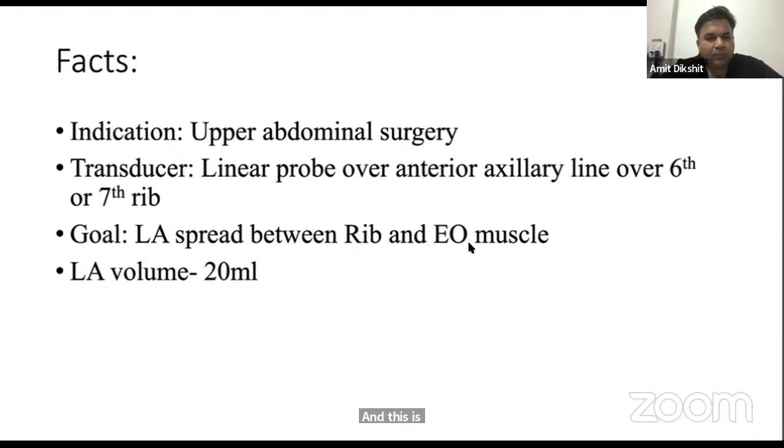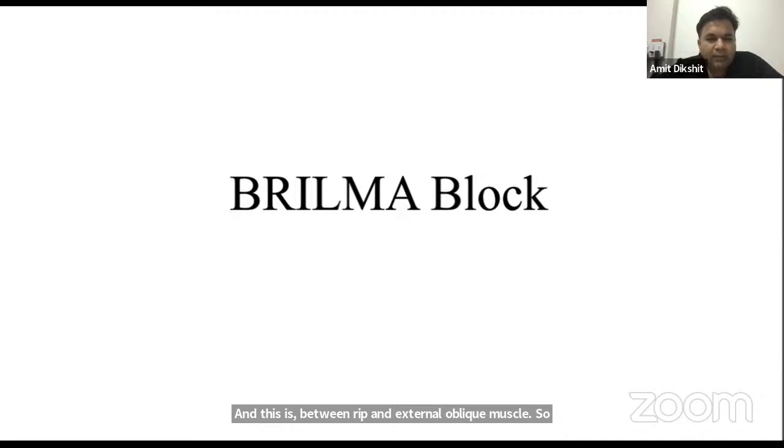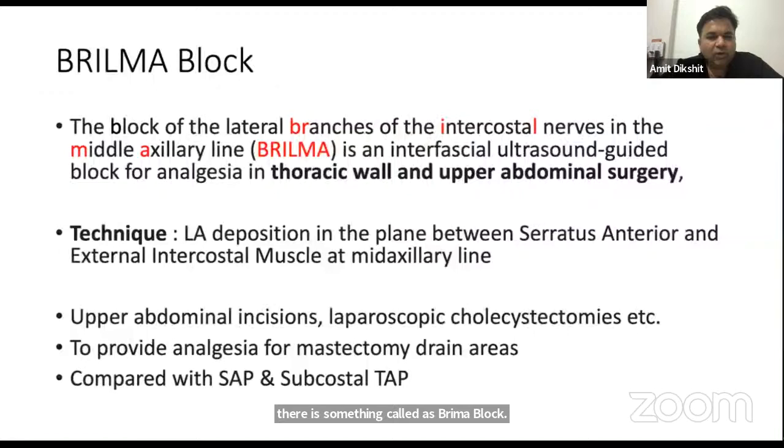So there is something called the BRILMA block. The BRILMA block is also being discussed, and it is the block which is blocking the lateral branches of the intercostal nerve at the mid-axillary line. So this was first discovered in 2013, and there are multiple indications. Most commonly it is used for helping with the drain after breast surgery, because it may come a little lower down and the PECS block and the SAP block may not cover it.